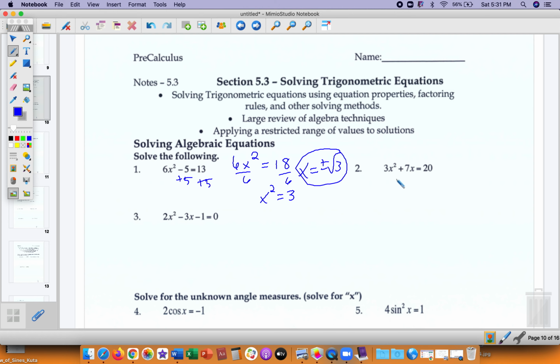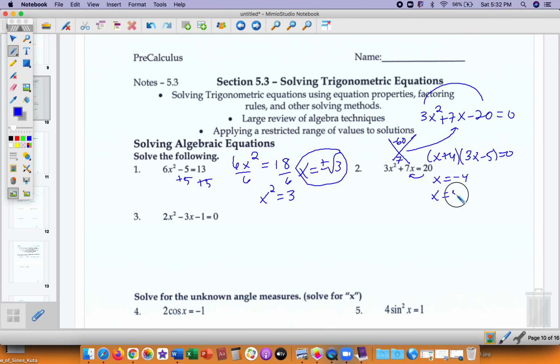For this quadratic, we want to get all terms on one side. So if we subtract 20 from both sides, we'd have 3x squared plus 7x minus 20 equals 0. There's no GCF. You're looking for combos that multiply to negative 20 times 3, so negative 60, that add to b, or 7. Once you find that combo, you can replace the middle term and group. And once we do that, factor by grouping, we'll get quantity x plus 4 times 3x minus 5 is equal to 0. Then if you set your factors to 0, your answers would be negative 4 and 5/3.